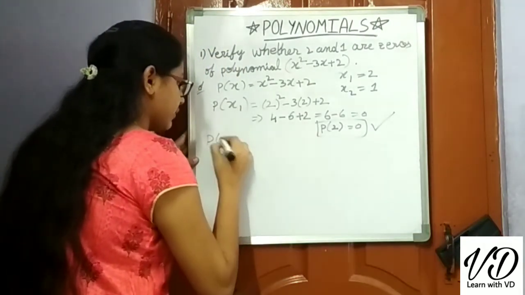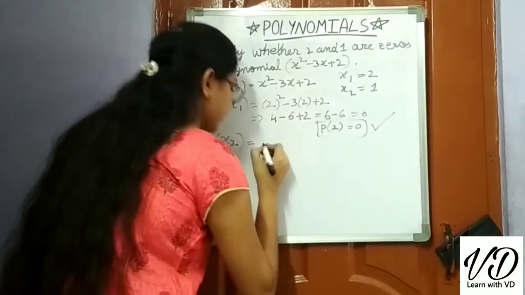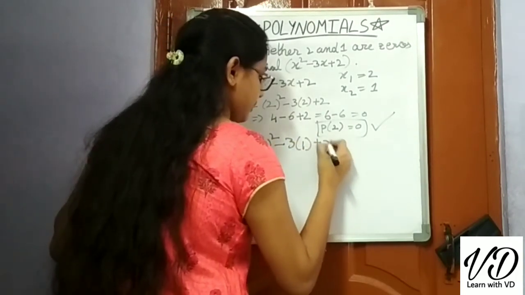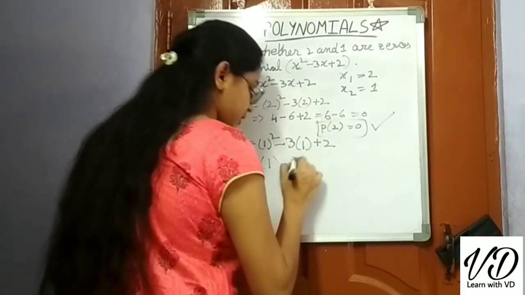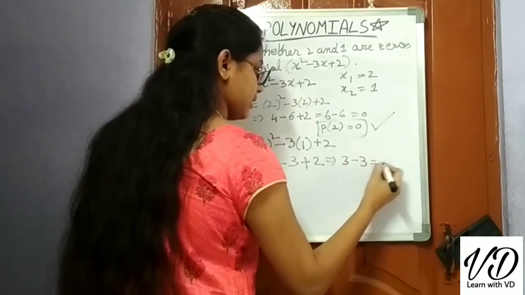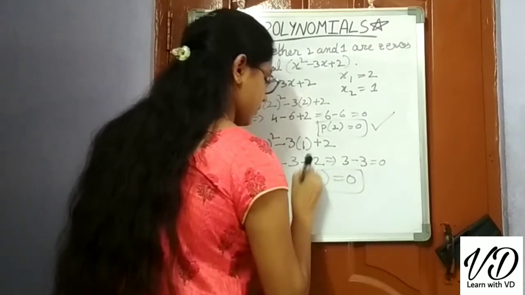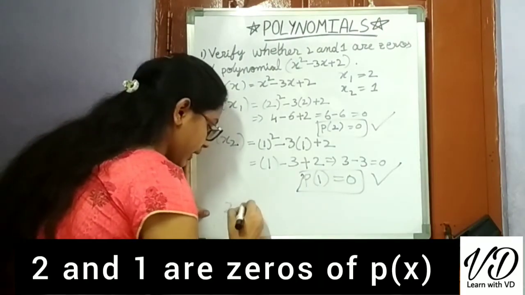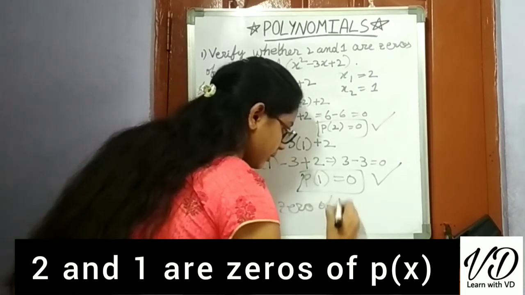Let's verify for the second one. P of x2 is p of 1. That will be 1 square minus 3 into 1 plus 2. That is 1 square will be 1 minus 3 ones are 3 plus 2, that is 3 minus 3, 0. So p of 1 is also a 0. So this is also a 0 of the polynomial. So 2 and 1 are zeros of p of x.